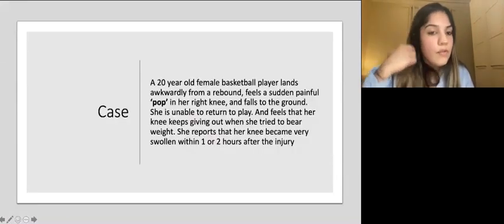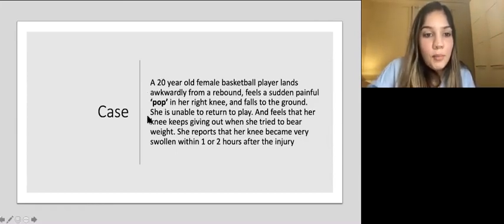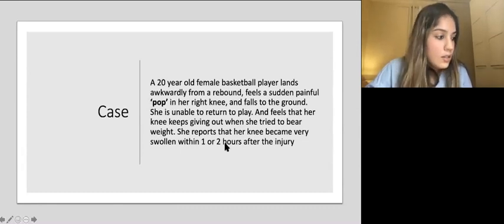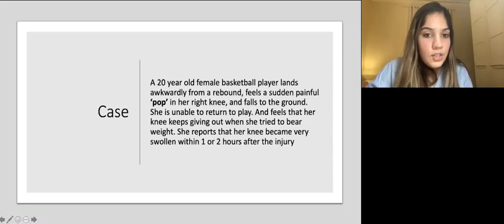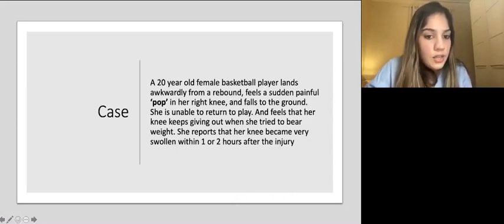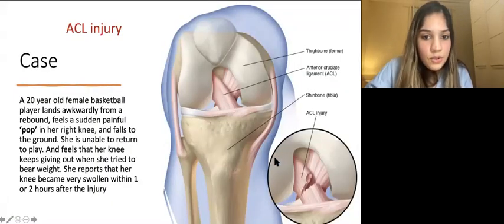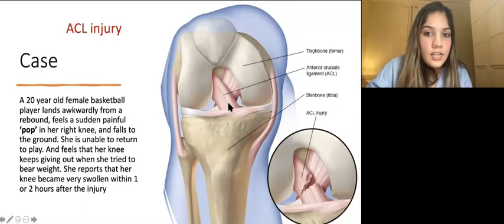So just to reinforce again, if you hear a pop in the knee, what has ruptured, or what do you have a tear in? Yeah, ACL. So this is quite common. You'll see it on PassMed as well, and you'll see it on your exams in terms of diagnosis. So it just means that you've got a tear in the ACL, and that's your posterior cruciate ligament.